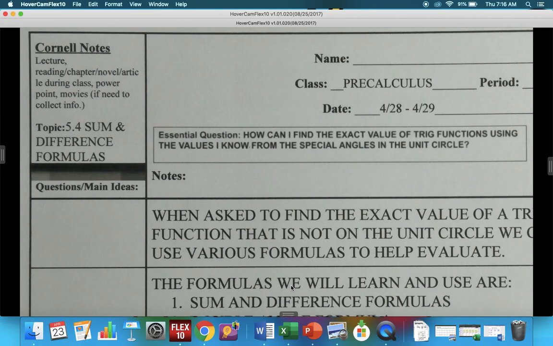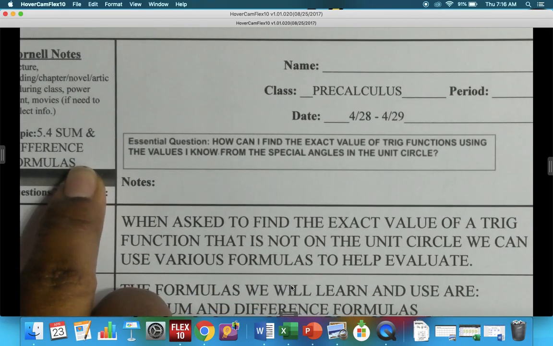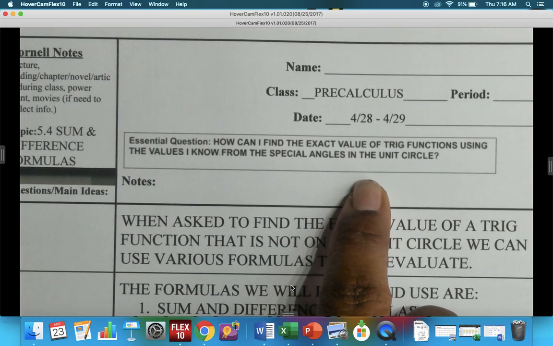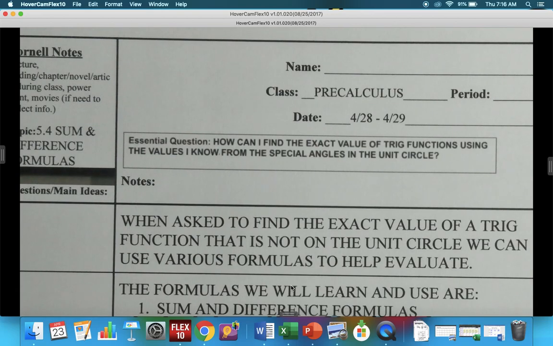Okay, so section 5.4 and 5.5 is about the different formulas we can use with our trig functions. For now, we're going to be looking at the sum and difference formulas. Our essential question for the week is: how can I find the exact value of trig functions using the values I already know from the unit circle?